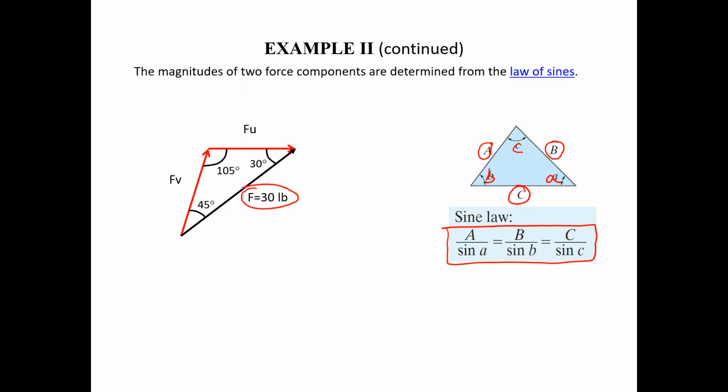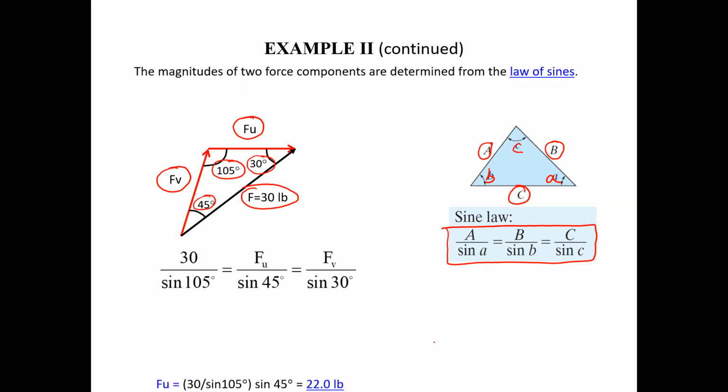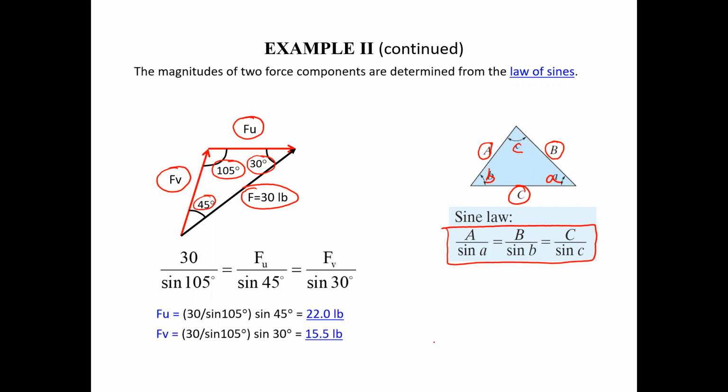So this is F sub u, this is F sub v. We know the angles, right? So we can use this law of sines in this fashion. 30 over sine 105 degrees equals F sub u divided by sine of 45 degrees equals F sub v divided by sine of 30 degrees, right?